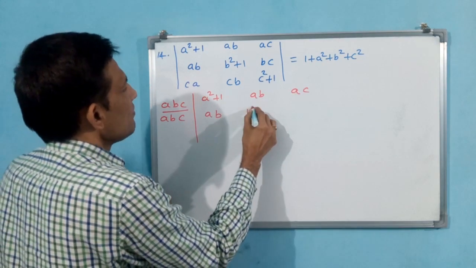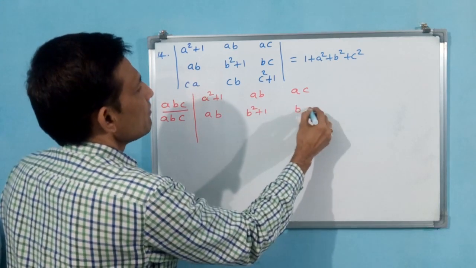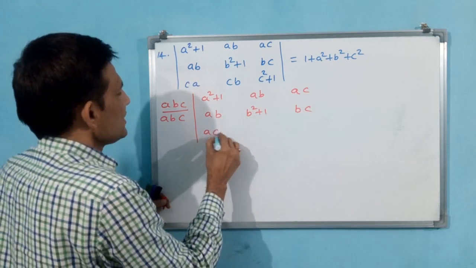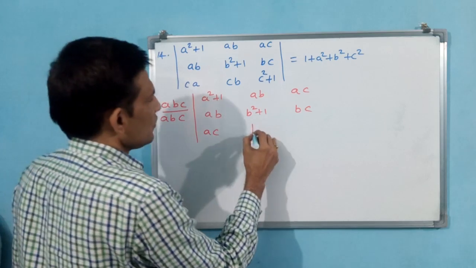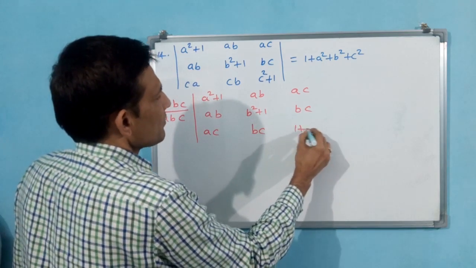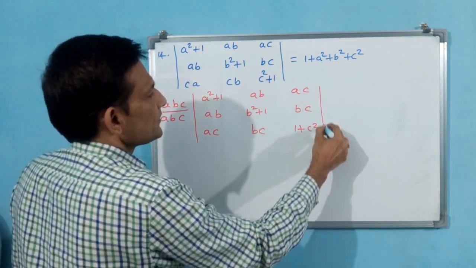AB, B square plus 1, BC. AC, CA, both are same, you know. BC, 1 plus C square. Okay? Okay.